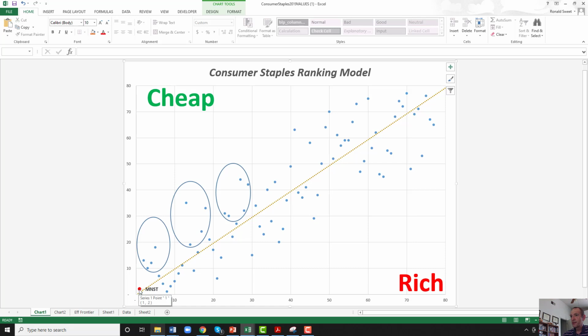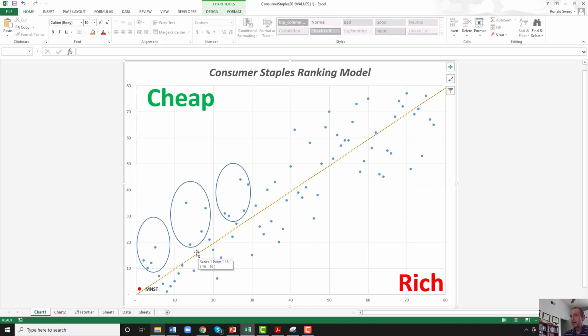Here's Monster. We rank Monster number 1, but they're the 2nd most expensive, so they're on the cheap side, but not that cheap. So these companies right in here were the companies we had on our buy list. We ranked them, so this line here would be the firms that are perfectly ranked.